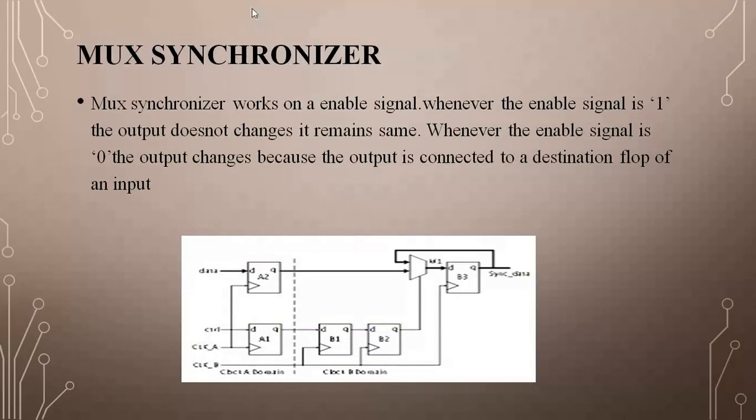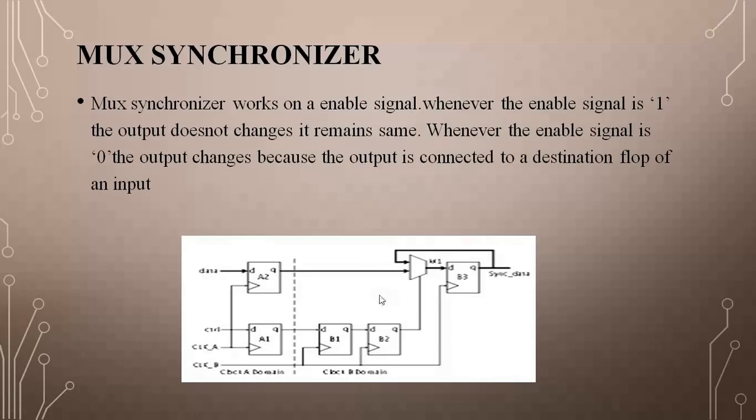Next is the mux synchronizer. The mux synchronizer is mainly worked with based on a mux. Here the mux works with an enable signal, as we know from digital topics. See, here we have a mux. Whenever we give enable as 1, the output doesn't change, whatever input we give. But whenever we give the enable signal as 0, the output changes.